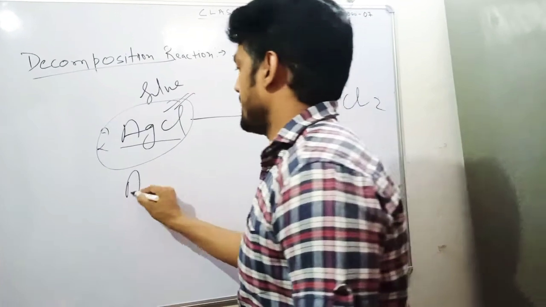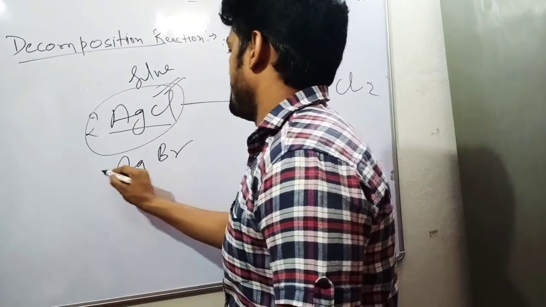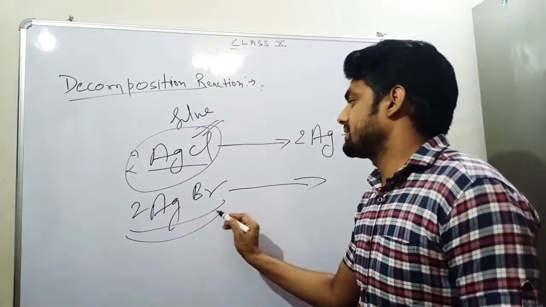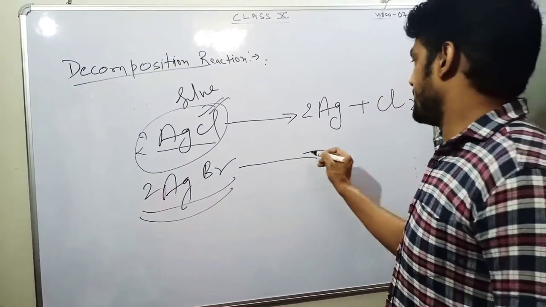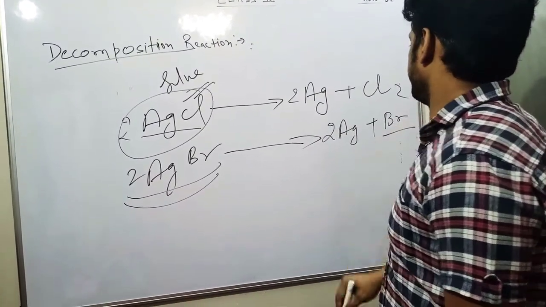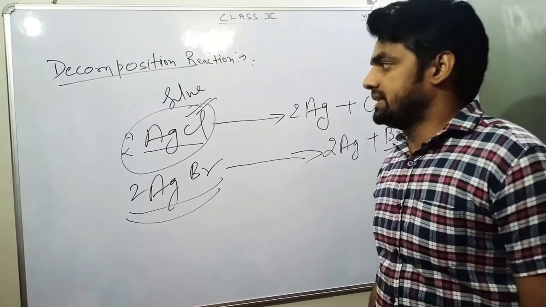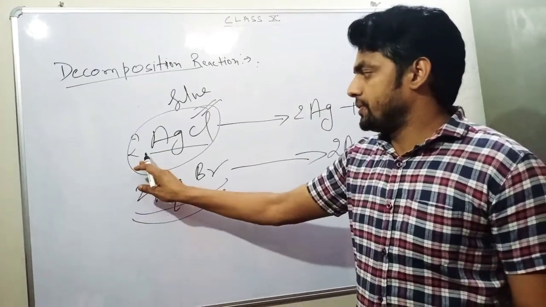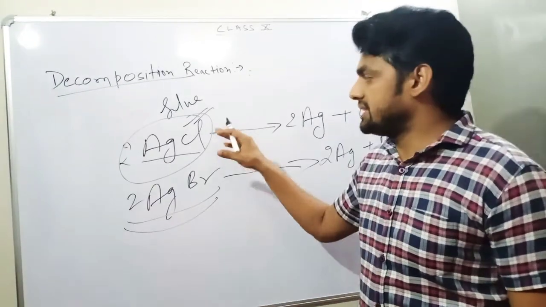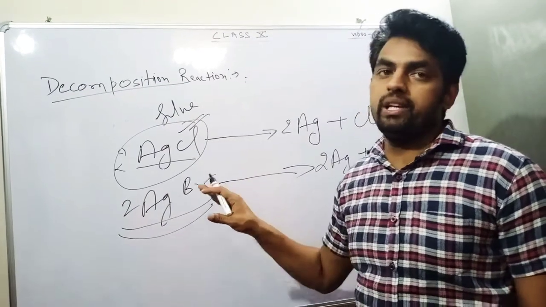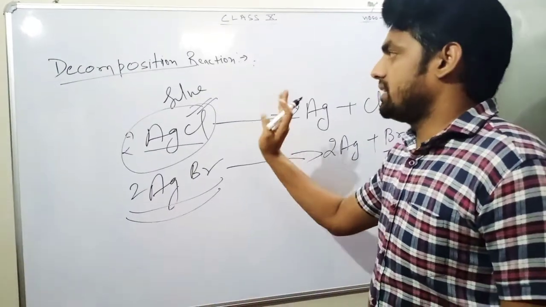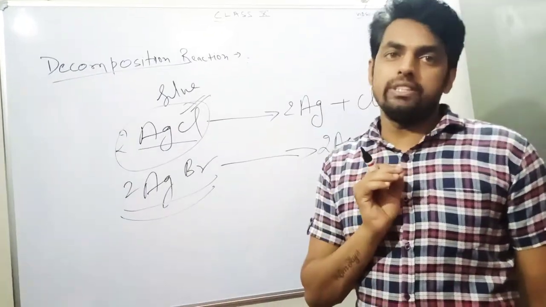We take AgBr. Whenever we put this in a china dish in sunlight, it breaks down into 2Ag and Br. This decomposition takes place in the light, so this kind of decomposition is said to be a photo decomposition reaction. These are the three types of decomposition reaction.